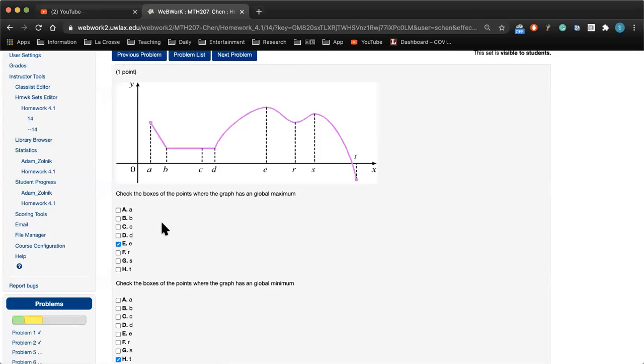Alrighty, we have problem 14. Check the boxes of the point where the graph has a global maximum. Just by looking at it, I would say it's at E, which is highest. Check the boxes of the point where the graph has a global minimum. That will be T.